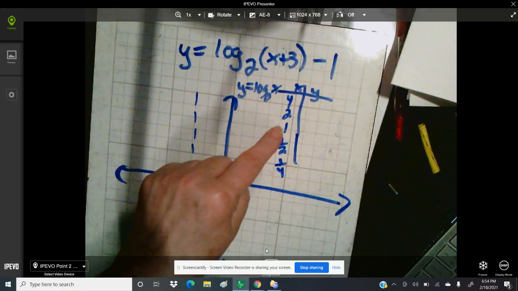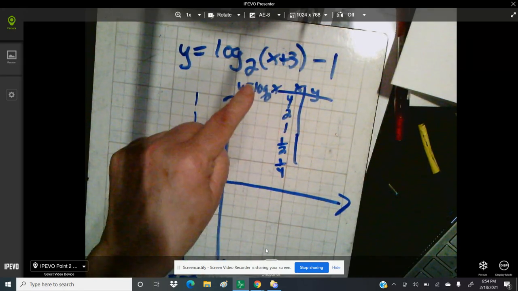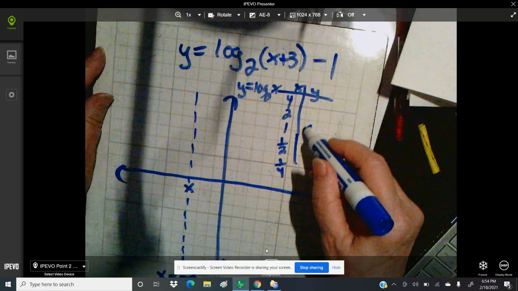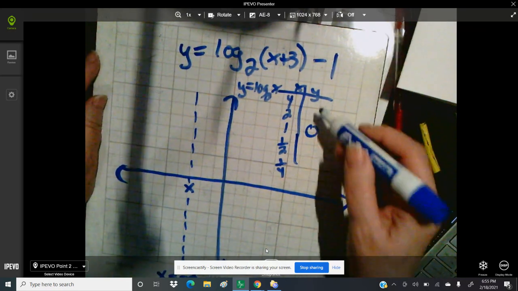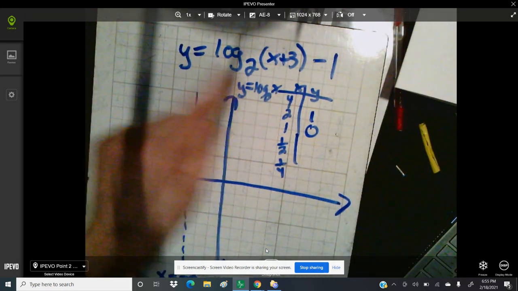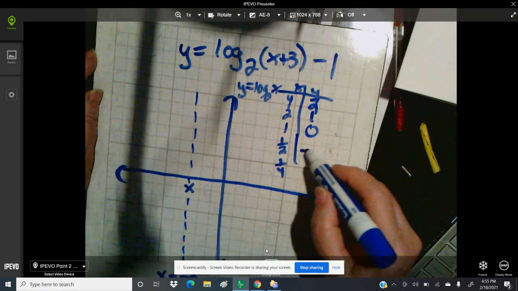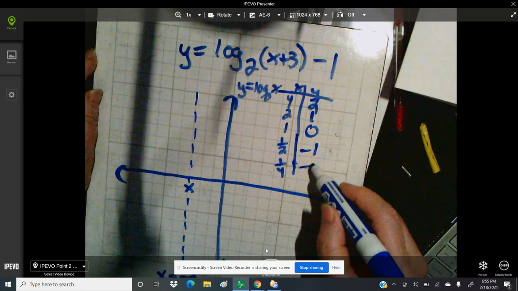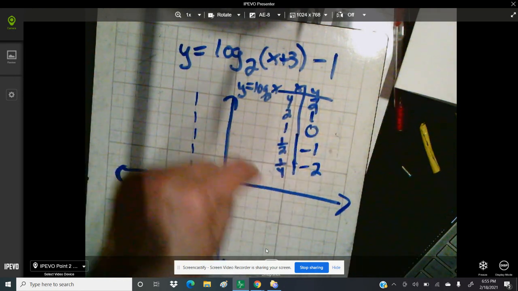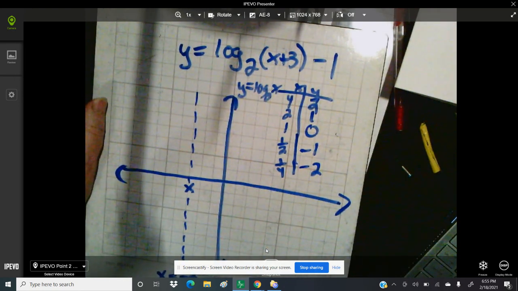So if I plug those in, I usually start at the middle of my table. The log base 2 of 1 gives me 0. The log base 2 of 2 will give me 1. The log base 2 of 4 will give me 2. The log base 2 of 1/2 will give me -1, and the log base 2 of 1/4 will give me -2. So this here now is the table for the parent function.